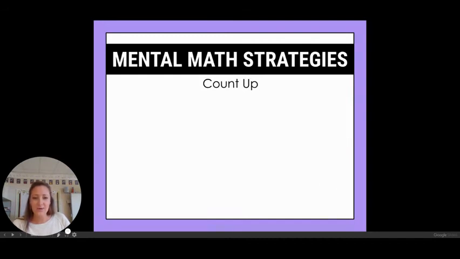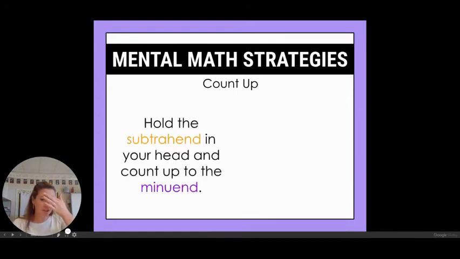Our next strategy is going to be counting up. So for this one, I'm going to hold the subtrahend in my head, and then I'm going to count up to the minuend. So 8 minus 3, my subtrahend, remember that's my middle number. So I'm going to hold the 3 in my head, and then I'm going to count up to 8. What I like to do a lot of times is grab it and then count on. So I'm going to grab my 3, 4, 5, 6, 7, 8.